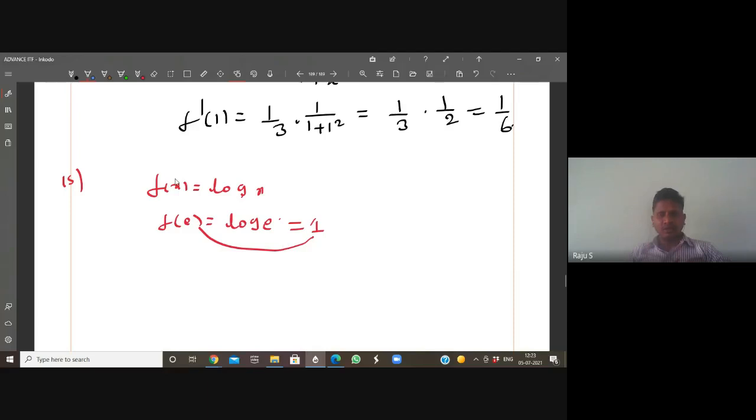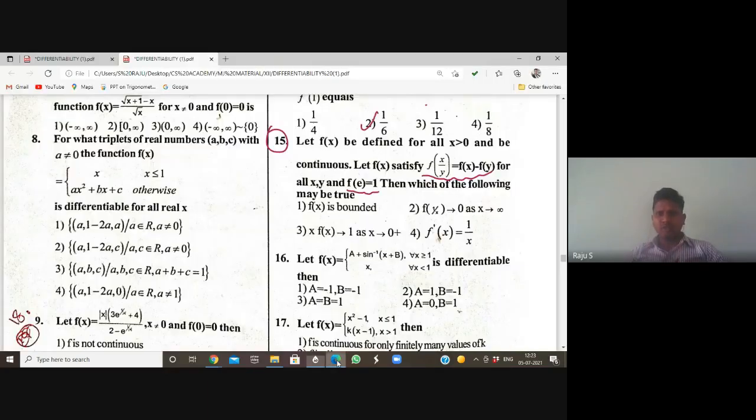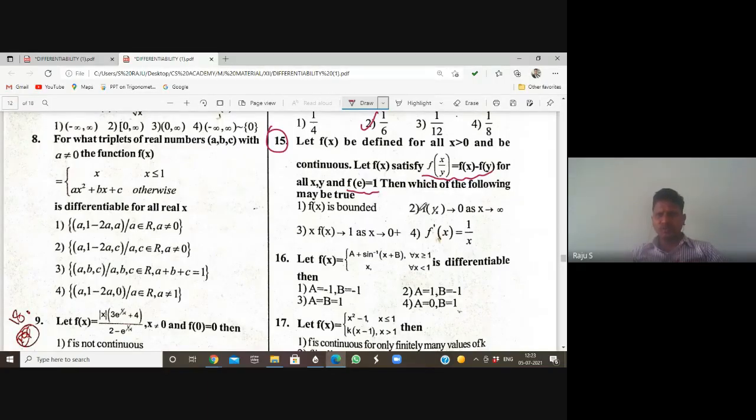We got the function. Then the question: which of the following is true now? F of x is bounded. F of x is x and f of x tends to 1. F dash of x, what is the derivative of log x?